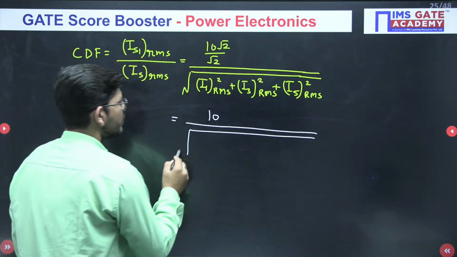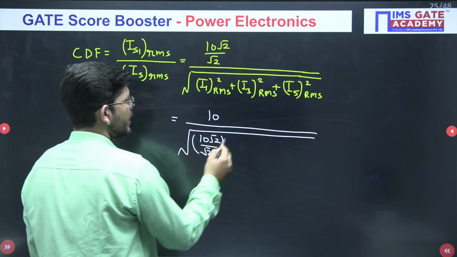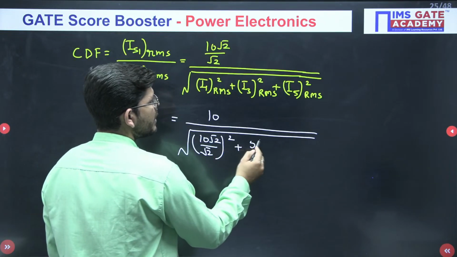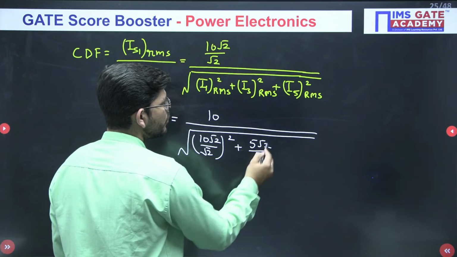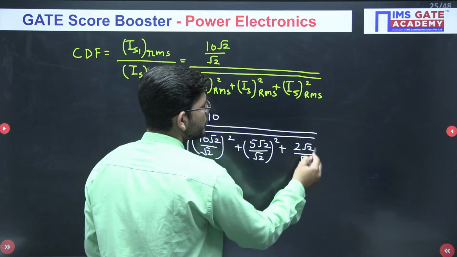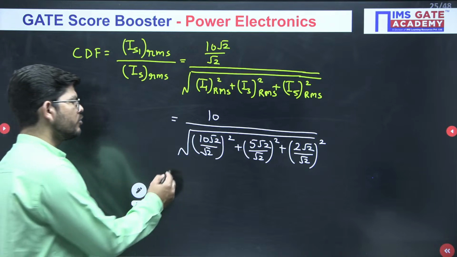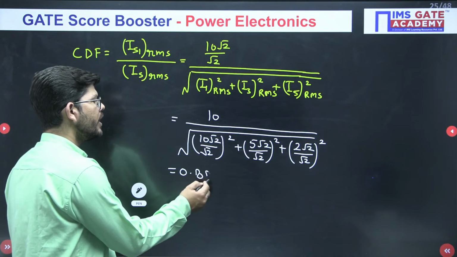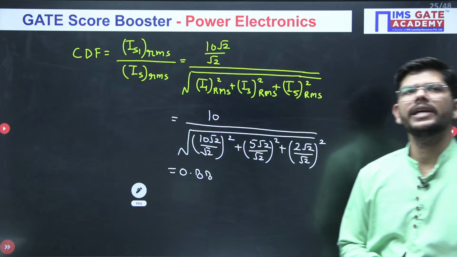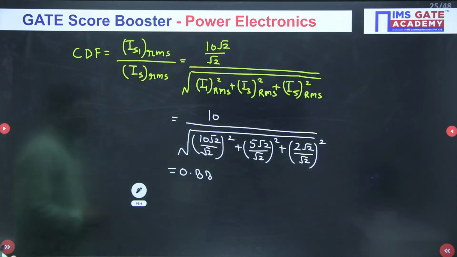So we will get 10 from above, the fundamental RMS being 10 root 2 upon root 2. Then what are the other components? 5 root 2 and 2 root 2. So 5 root 2 upon root 2 square, then 2 root 2 upon root 2 square. You have to put the values in this, and when you solve it, finally you will be getting 0.88. So this is how you calculate the current distortion factor.